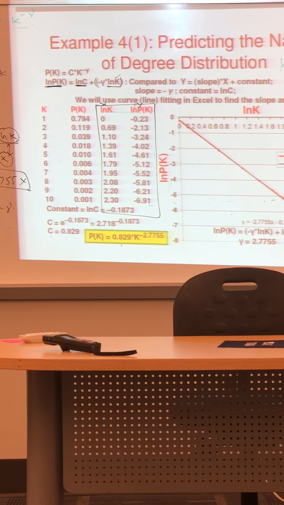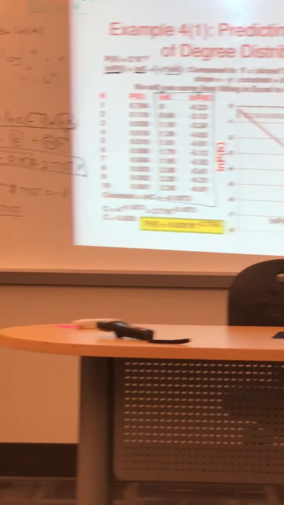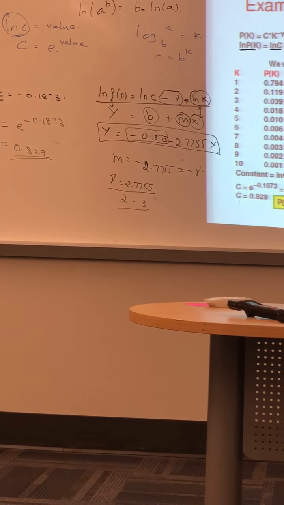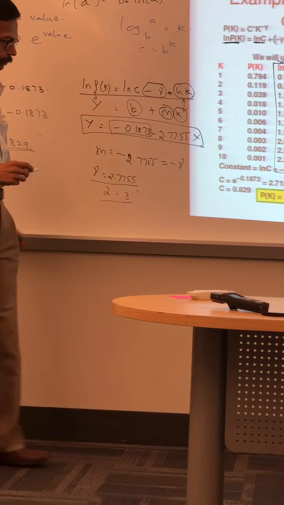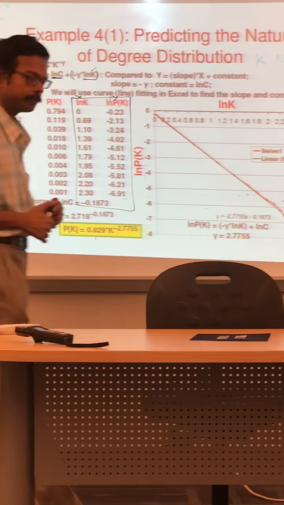Okay? Now the gamma value, as I said last time, for scale-free network is typically between 2 and 3. Okay, so it is fitting within that range. Okay? Any question?